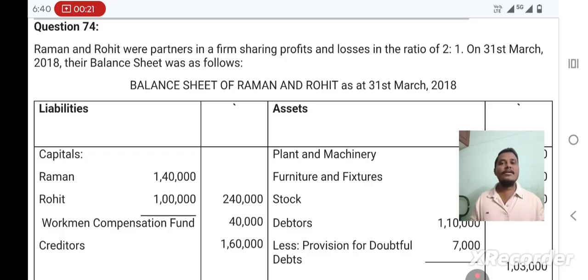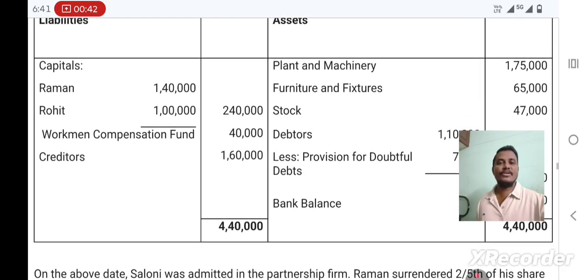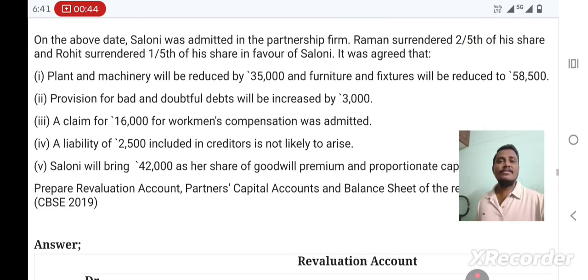I have taken a question from the CBSE syllabus, chapter 4, related to admission of a partner, question number 74. Raman and Rohit were partners in a firm sharing profits and losses in the ratio of 2:1. On 31st March 2018, their balance sheet is as follows. They have given the balance sheet here, and below that some adjustments, and they are asking you to prepare a revaluation account, partners capital account and balance sheet of the reconstituted firm.